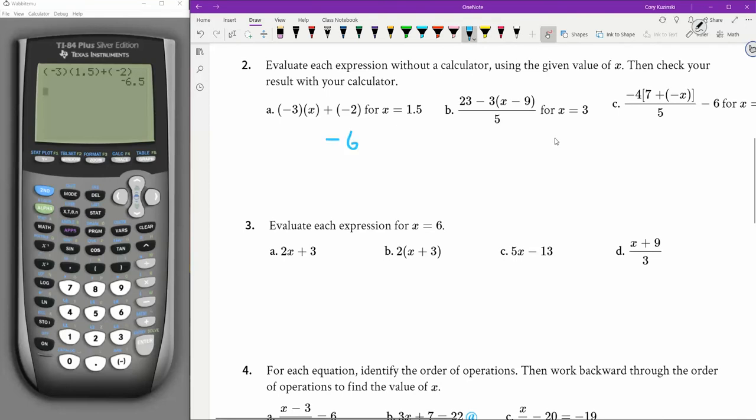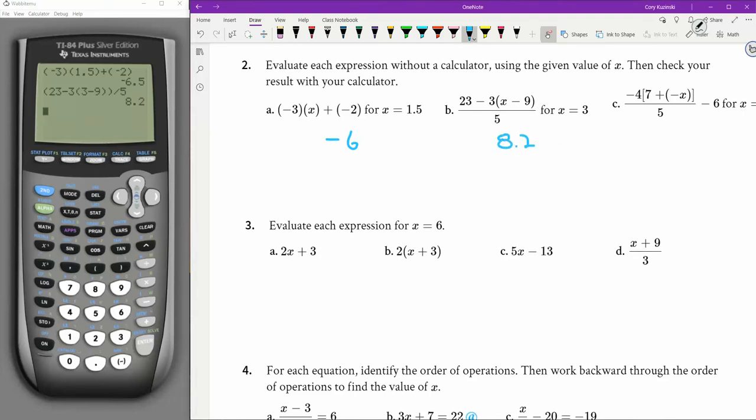Use some mental math skills that we've been practicing. Okay, 3 minus 9 is negative 6. Negative 6 times negative 3 is 18. 18 plus 23 is 41. And 41 divided by 5 is about 8 point something, 8.2-ish. So let's do it with a calculator. 23 minus 3 times 3 minus 9, all divided by 5, 8.2-ish. That's what I said, didn't I? 8.2. And we're going to do this one with mental math.